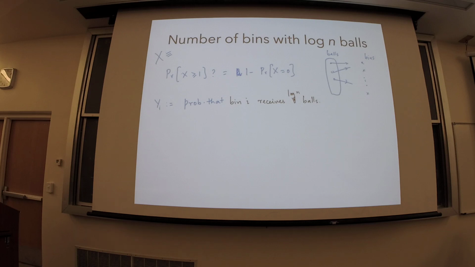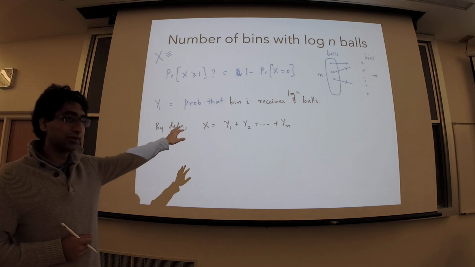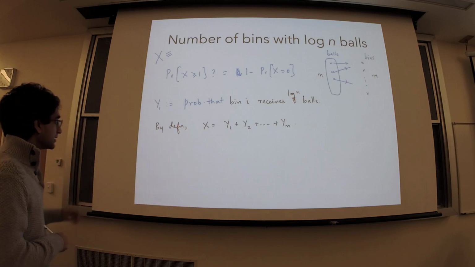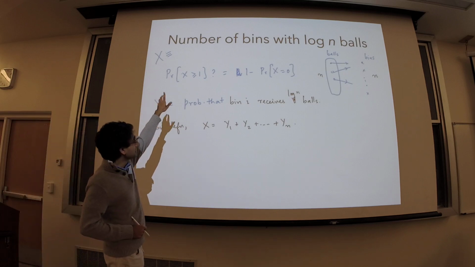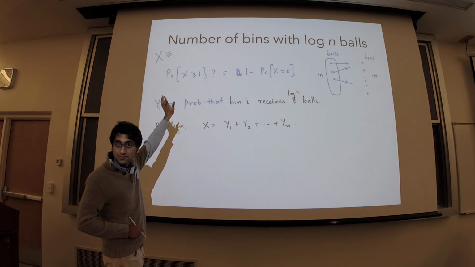Okay, so yi is, let's say, this event, and just like we saw last time, by definition x equals y1 plus y2 up to yn, because the number of balls and number of bins are both equal to n. This is just by definition. And we are interested in that quantity, right? The probability that x is bigger than or equal to 1.